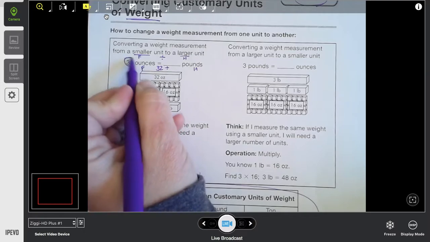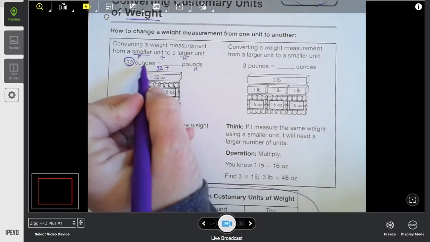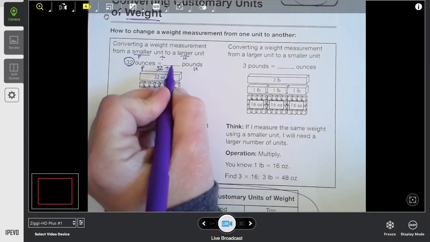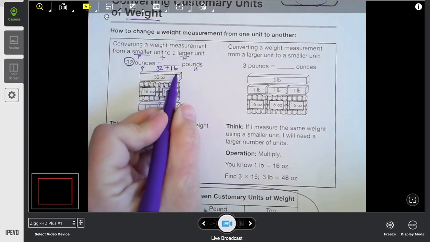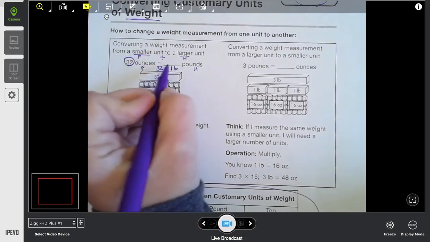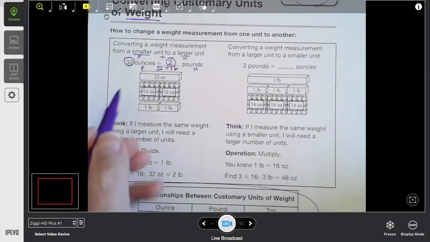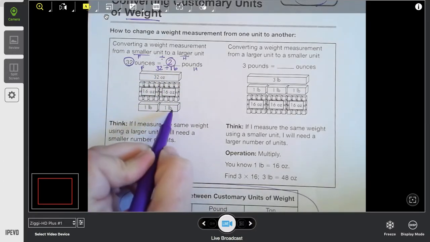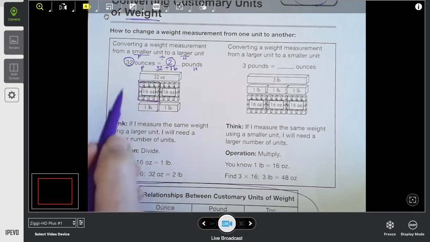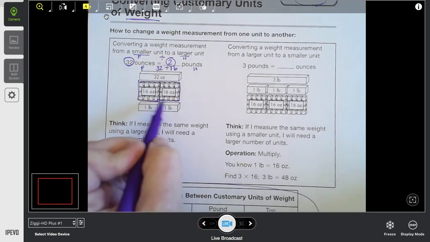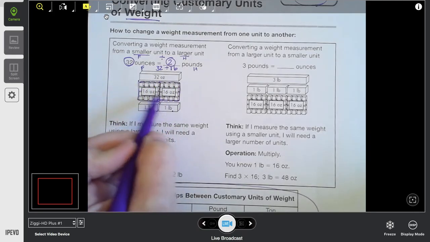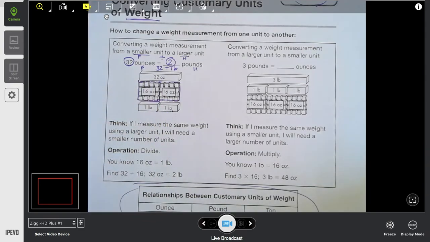So we're going to take these 32 ounces and divide it by how many ounces are in one of those pounds. 16 ounces make up 1 pound. So 32 divided by 16 is 2 pounds. Here's my 1, 2 pounds. 16 ounces makes 1 pound. 16 ounces makes the second pound. So those are 32 ounces making those 2 pounds.